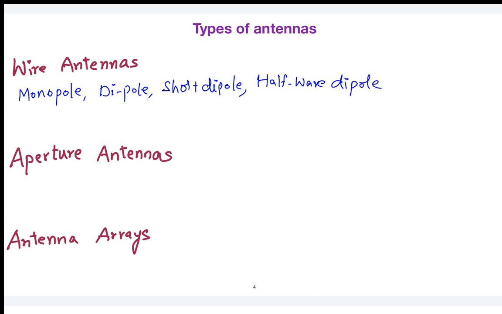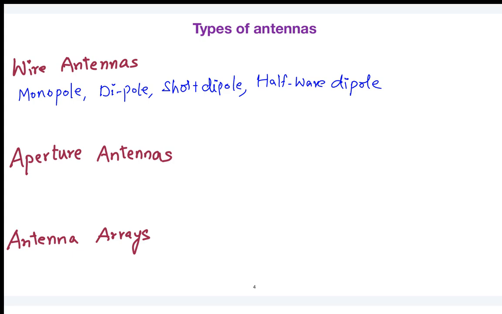So especially in the case of wire antennas, what is going to matter is the length of the antenna, which is going to be more crucial. If the length of the antenna is matching your operating wavelength, it will be a good efficient radiator, or it can be a good receiver.